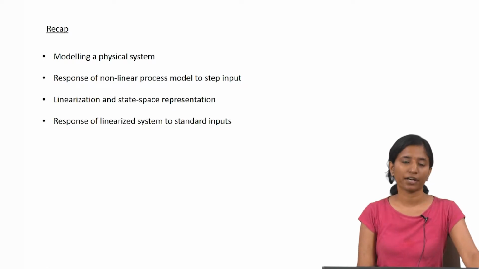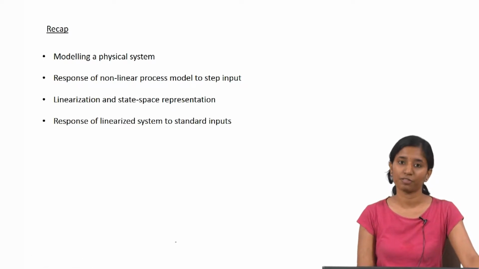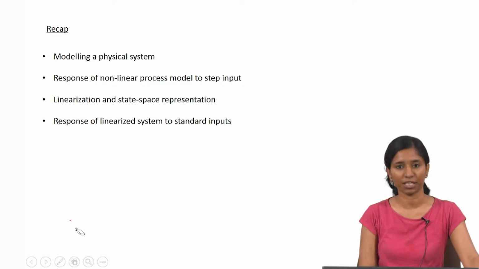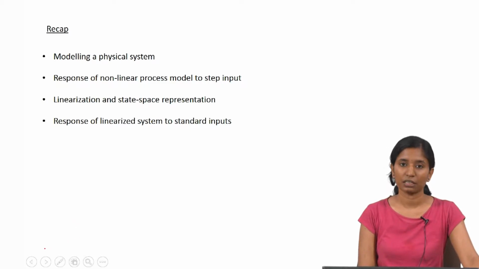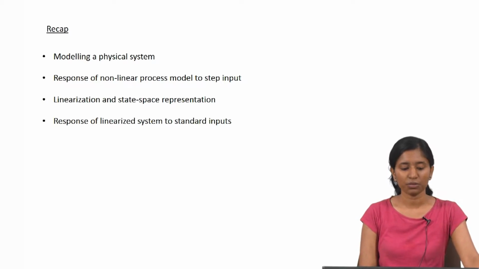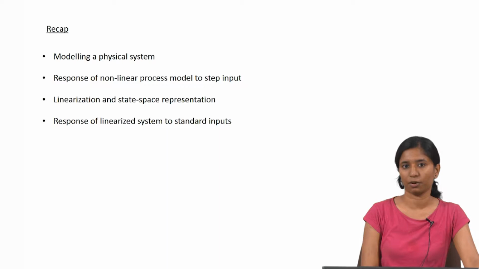So, a quick recap of what we did in tutorial 1. We looked at the modeling of a physical system and we took the example of a liquid level system. We modeled the nonlinear differential equation using the conservation laws. Then we found the response of the nonlinear process model to a step input and we linearized the model and we found the state space representation of the model.